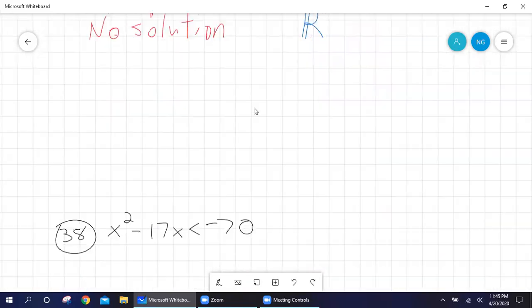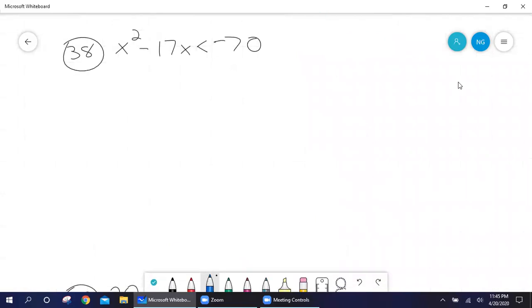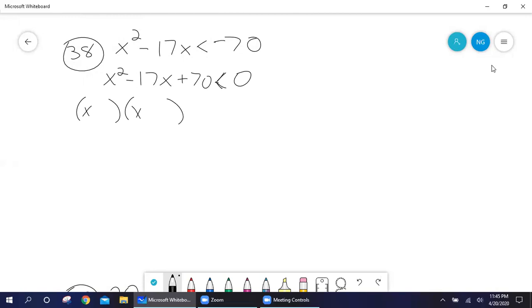The next grouping of problems deals with inequalities in quadratics and rational expressions. What we want to do here is solve these as if they were equations, but then we're going to test critical points and critical regions. First thing I'm going to do is add the 70 over. This will factor. And it factors into x minus 7, x minus 10.